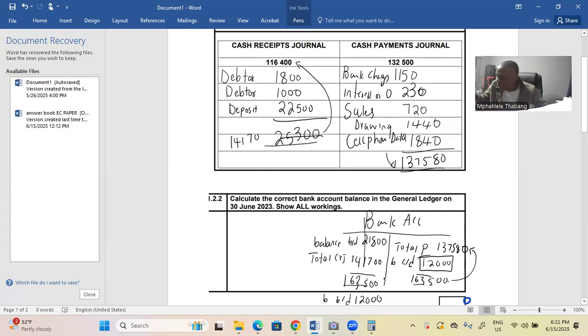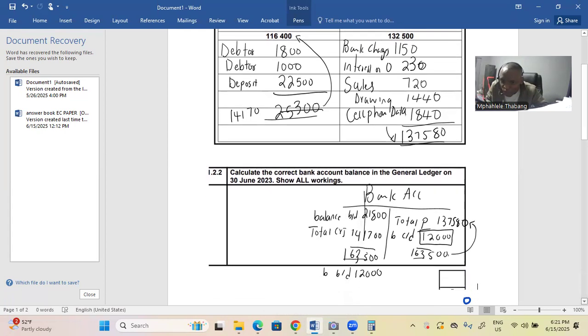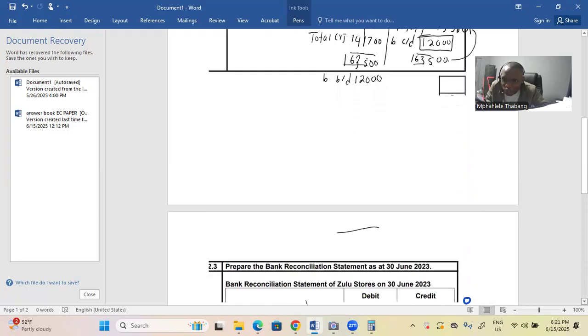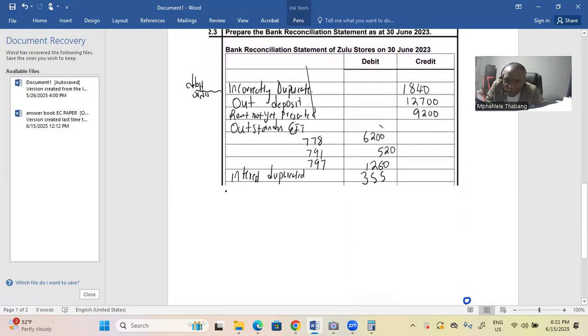So this amount must also be the same as the balance in the BRS. So you can go to the BRS, this 12,000, the balancing figure in the bank account. Now you say the balance as per bank account. That was 12,000. It was on the debit side, so you have to put it on the credit side, 12,000.